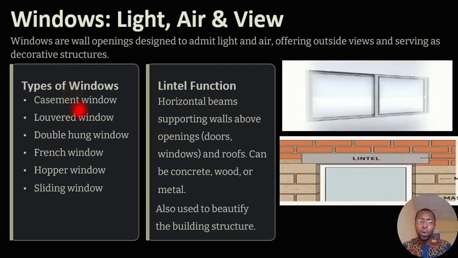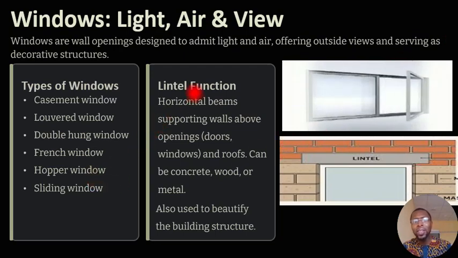So there are three major purposes of windows, and they come in different types. We have the casement window, the lower window, the double hung window, the French window, the upper window, and the sliding window. The last one here is the picture here. This is a sliding window. As it's moving left or right, we could slide it.